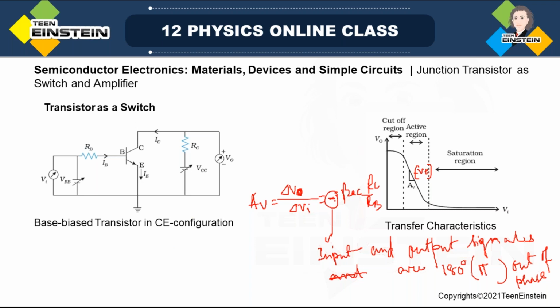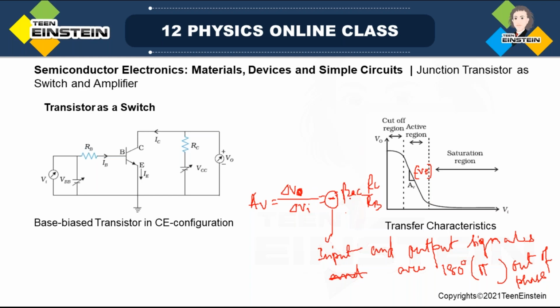So this is what is sometimes asked in competitive exams: what is the phase difference between the input and output voltage in the case of an amplifier? They are 180 degrees out of phase, so they have a 180-degree or pi phase difference between them. So this is very, very important.